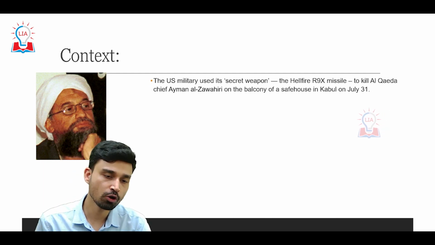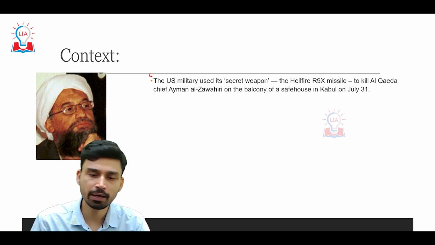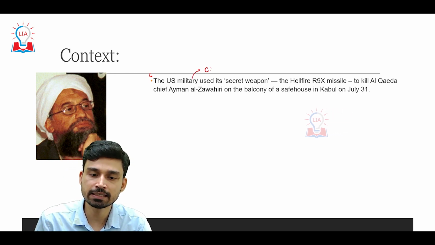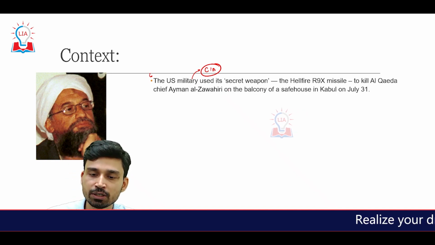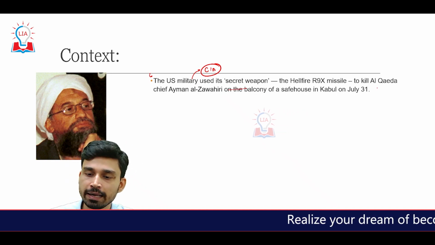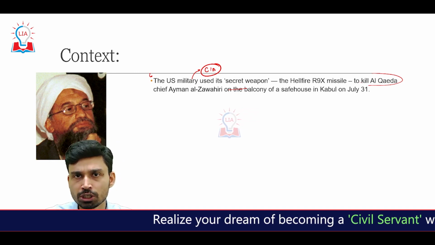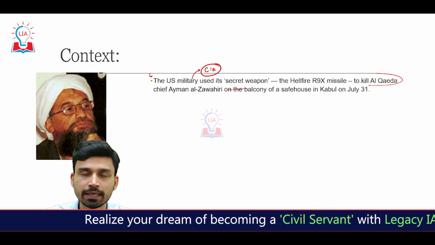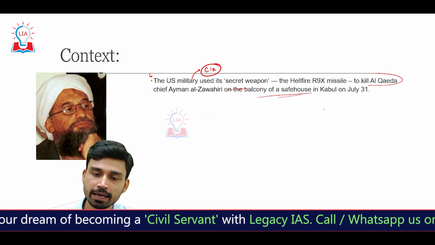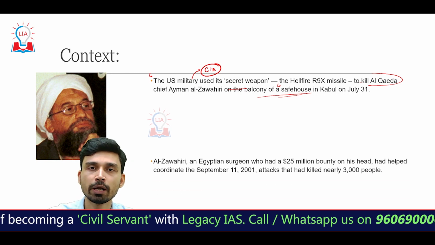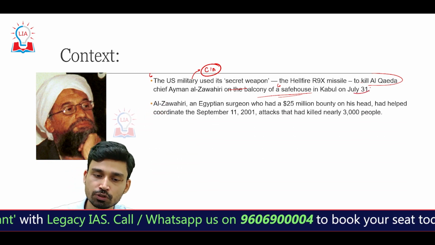First of all, the context in which we are discussing today's topic is because the United States of America, and basically its intelligence agency, the Central Intelligence Agency CIA, have used its secret weapon, the Hellfire R9X missile, to kill the chief of al-Qaeda, Ayman al-Zawahiri, who took charge of this terrorist organization after the killing of Osama bin Laden. The killing took place in a safe house located in Kabul, the capital city of Afghanistan, on the 31st of July.